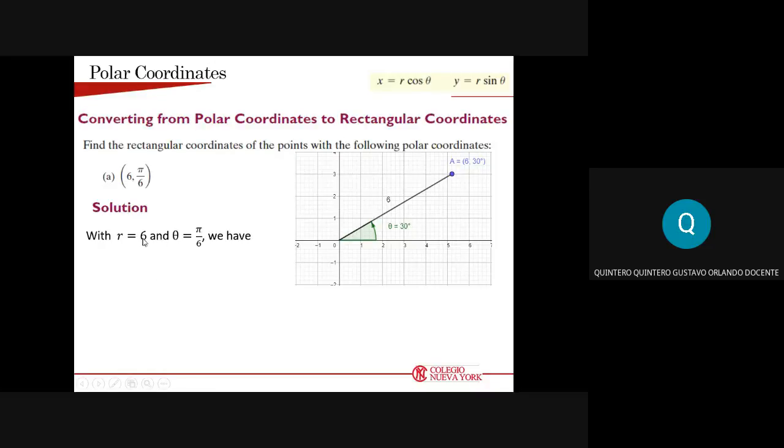So we know that r equals 6 and theta equals pi over 6. R and theta.